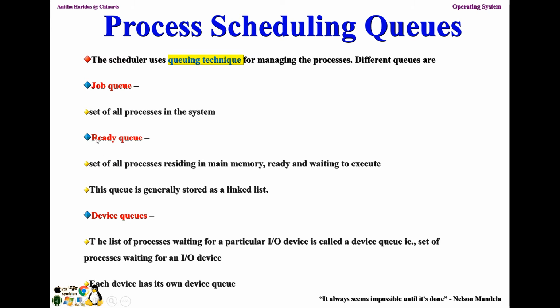Now what is the next queue? The ready queue. This ready queue will have the set of all processes residing in the primary memory that are ready and waiting to get executed. This is always stored as a linked list. Obviously you have studied linked lists, doubly linked lists, and circular linked lists. That is the data structure used for the queuing technique. Here we are going to use a singly linked list which will act as the ready queue. So the job queue will contain all the processes available in the system, whereas the ready queue will have the processes currently available in the main memory, ready and waiting to be executed by the processor.